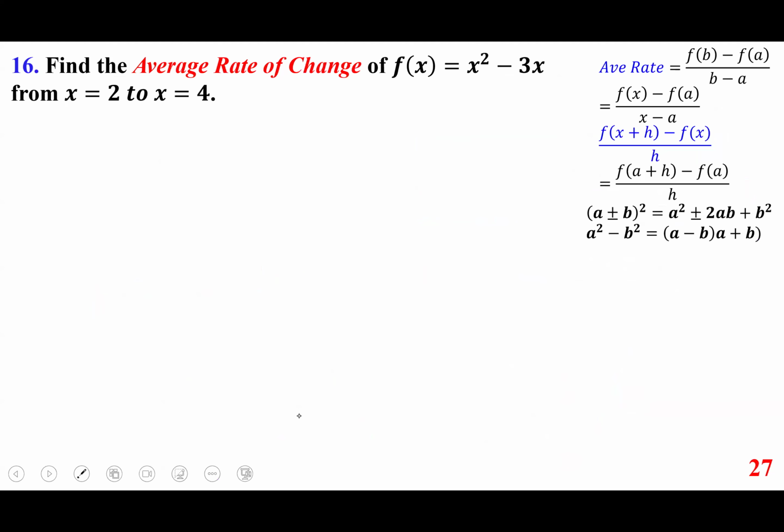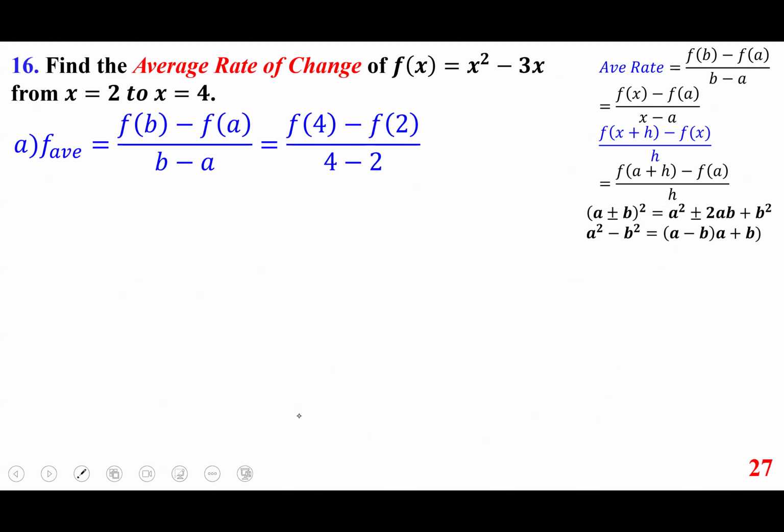Find the average rate of change of f of x equals x squared minus 3x as we go from 2 to 4. Again, what we have been looking at. So the average is f of b minus f of a over b minus a, in this case, f of 4 minus f of 2 over 4 minus 2. Something we've seen before, it's not a big deal, everybody. So we should have an easy time understanding the concept as we have been dealing with that already.